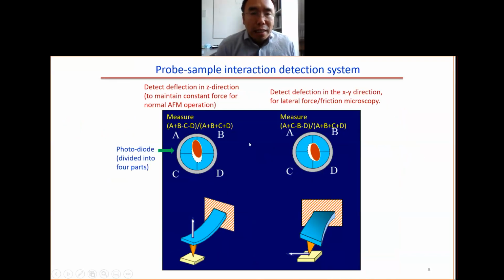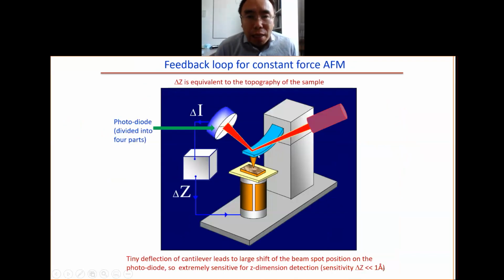So how to do the detection? Here is the setup. You have the cantilever, you shine the laser beam, and you divide the photodiode into 4 parts. When the cantilever is bent, the beam will go to different places on the photodiode. This is very sensitive. A little change of the height, a little change of the bending, will change the optical position a lot. This is very accurate.